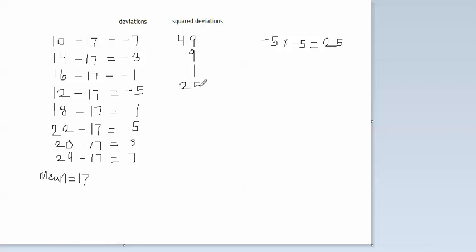And the positive ones are easier. 1 times 1 is 1. When we square each of these positive numbers, we just multiply the number by itself, and it's easy because we don't have to deal with the negative signs. So 5 times 5 is 25, 3 times 3 is 9, and 7 times 7 is 49.